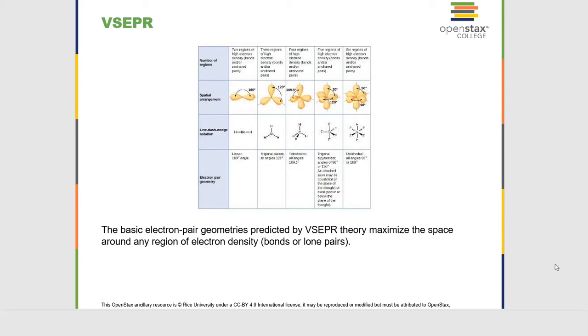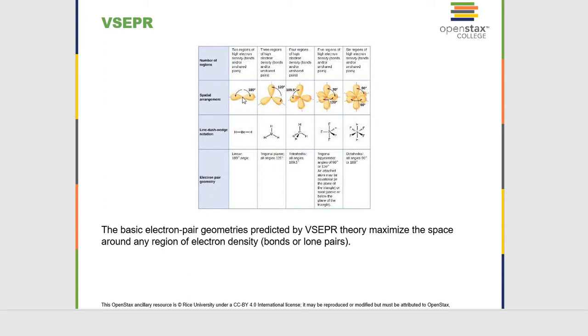The first thing that we need to learn is this concept of VSEPR, which means valence shell electron pair repulsion. And this complicated acronym is really a straightforward thing. What it means is electrons are negatively charged, so they want to be as far apart as possible. And what we're going to look at is the geometries that form when you put electron groups as far apart as possible.